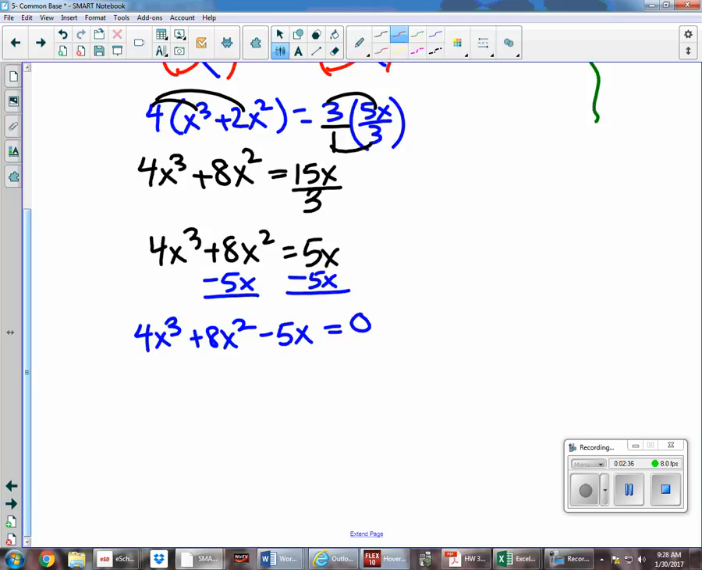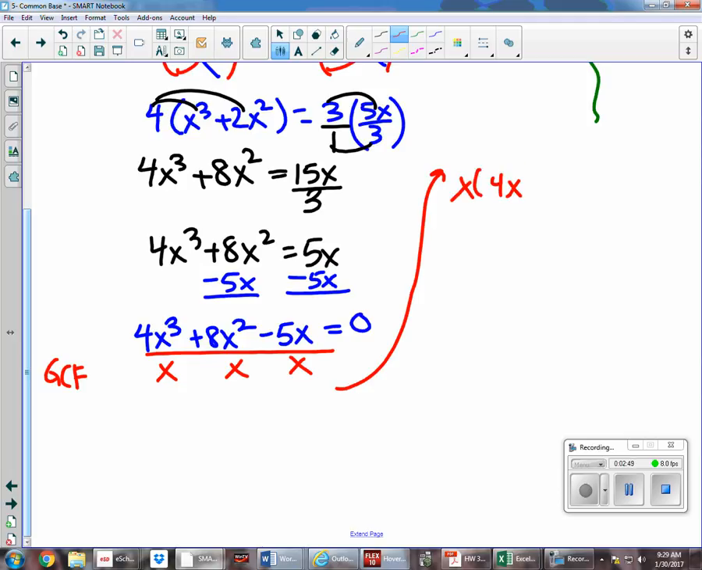Step 2 would be to start to solve, and in this case, look for factoring. I have a GCF of x. So if I divide each one of my terms by x, I'm left with 4x squared plus 8x minus 5, and all of that's equal to 0.